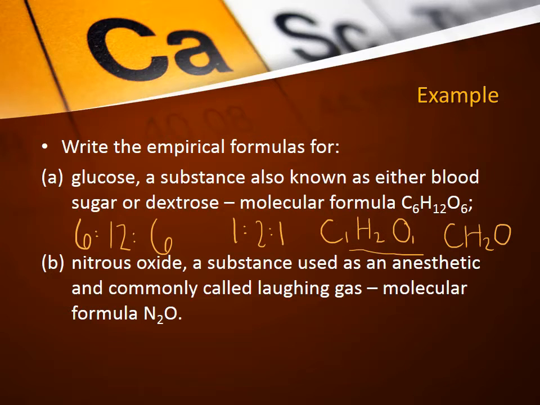Nitrous oxide, which is a substance used as an anesthetic, and commonly we just call it laughing gas, has a molecular formula of N2O. Well, we've got a ratio of 2 to 1, and can't really reduce that. If we try to any more, we'd get 1 to 1/2, but we need whole number ratios, not fractions. So our empirical formula is also our molecular formula, N2O. And there you go.